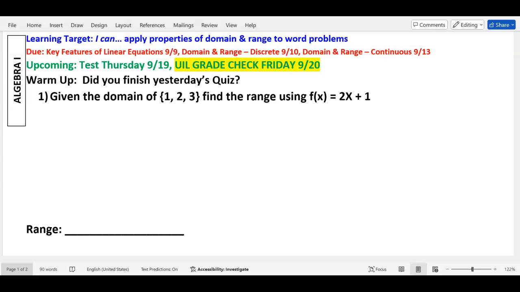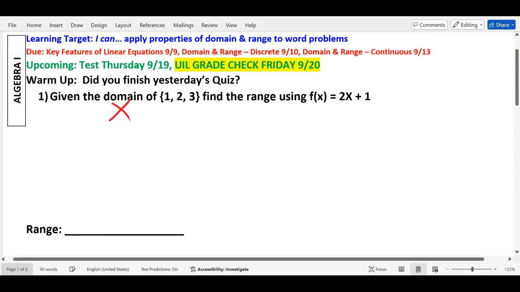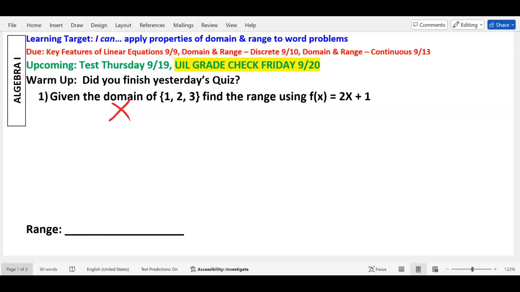Number 1, given the domain, find the range. Now, does everyone remember that domain is X? Everyone looking up here? Writing this down. Domain is X. And then the range is the Y, right? So remember, Y, or f of X, is right here. So when they give us the domain, they're giving us the X, and what you're going to do is evaluate or plug in or substitute right here where the X is.